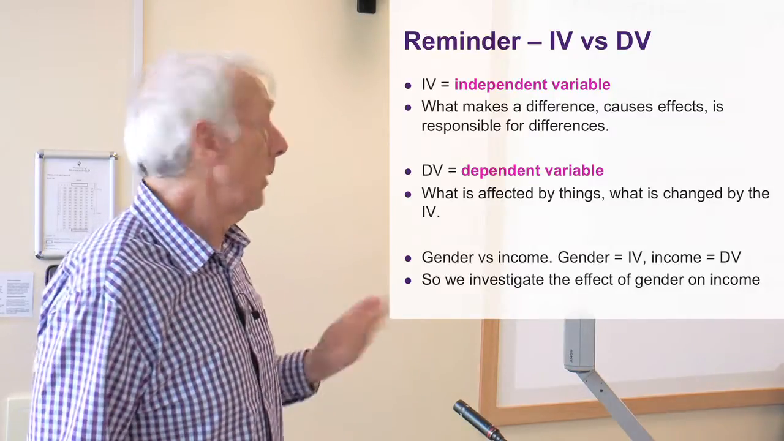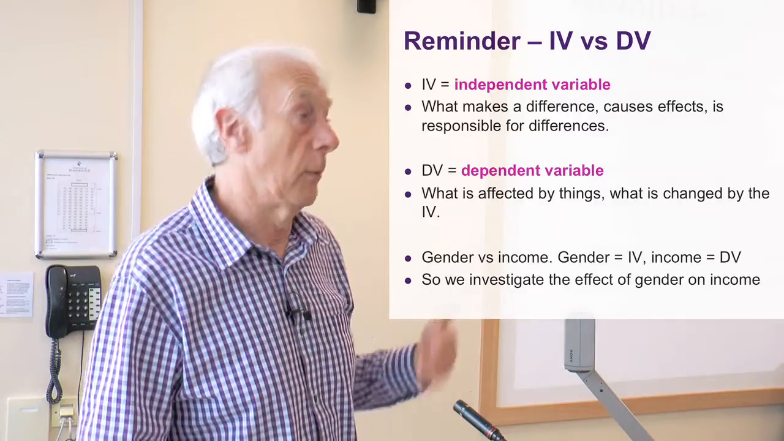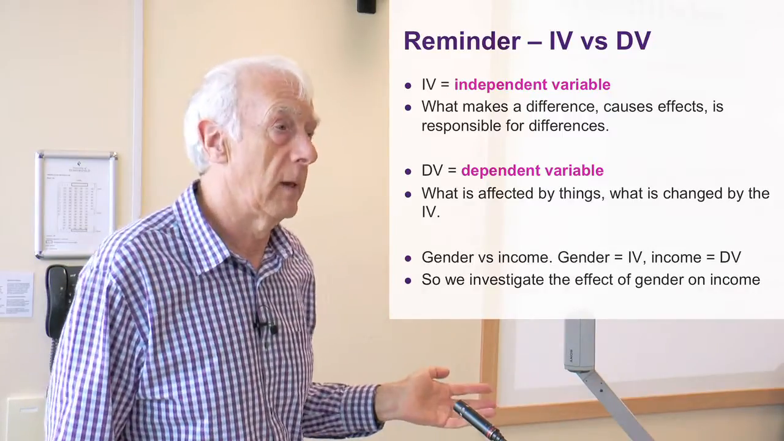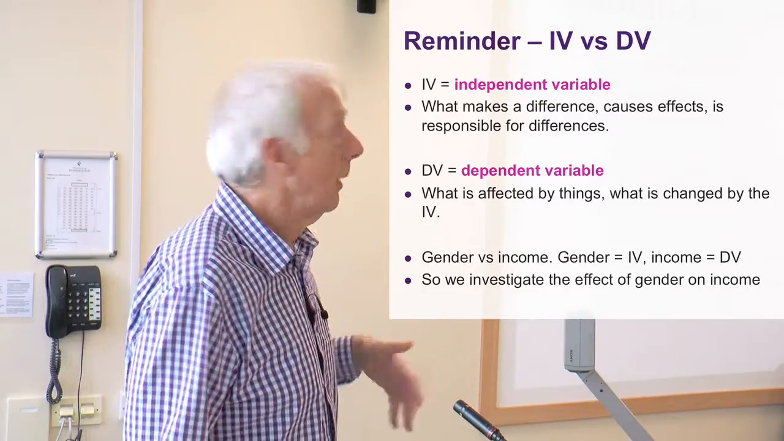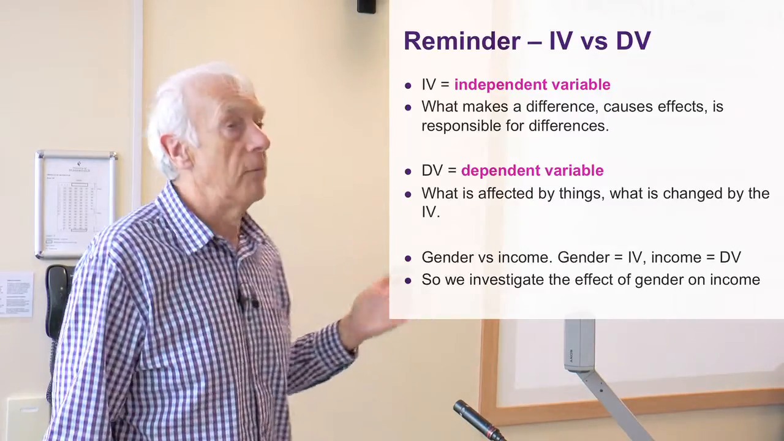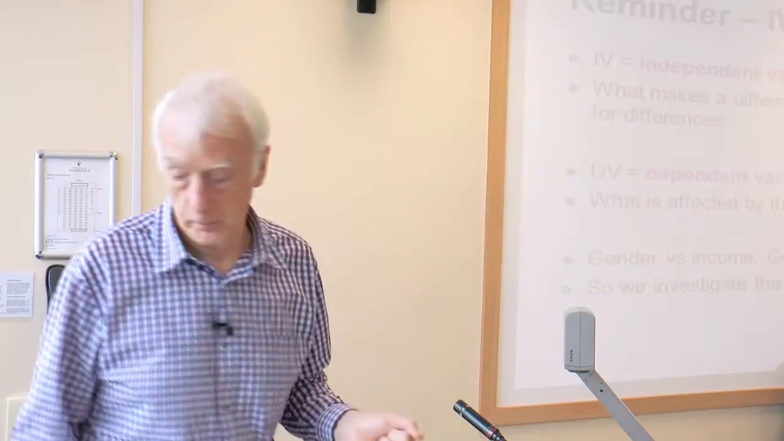Okay. So what we're doing here then is investigating the effect of gender on income. So in other words, we're saying simply, do men earn more or less than women? And that's the simple way of putting it. But the more complicated way that we have in statistics is the independent variable of gender affecting the dependent variable of income.